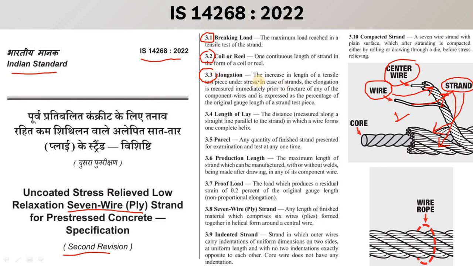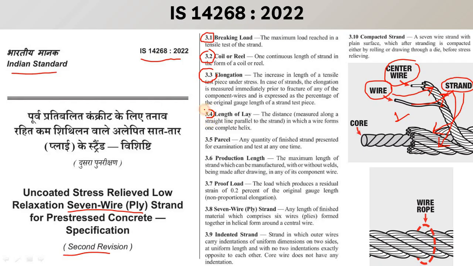What is elongation? Elongation is the increase in the length of the tensile test piece under stress. So when we apply a tensile force on the strand wire, it increases in length due to the force. That increase in length is known as elongation, and we measure this elongation while doing the application of the pre-stressing force.